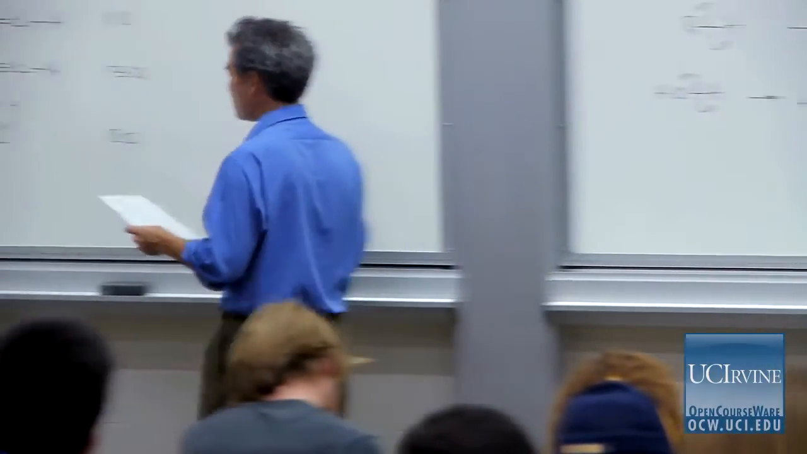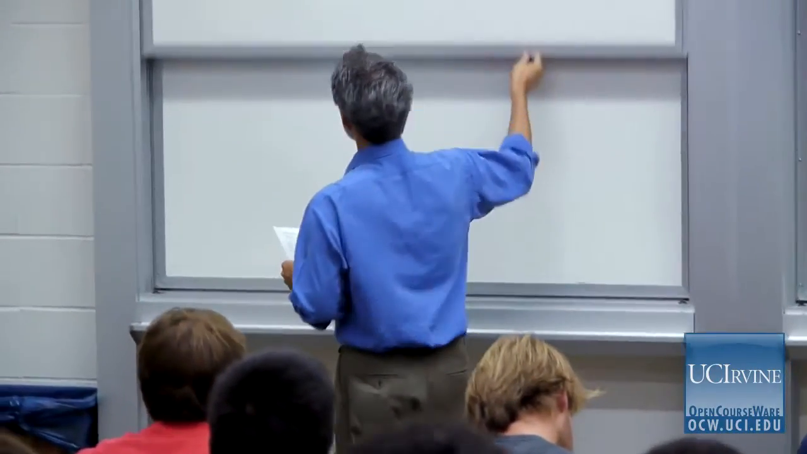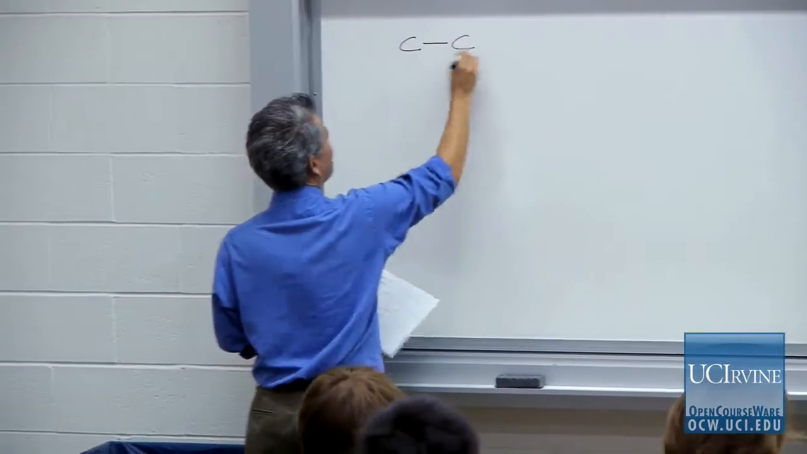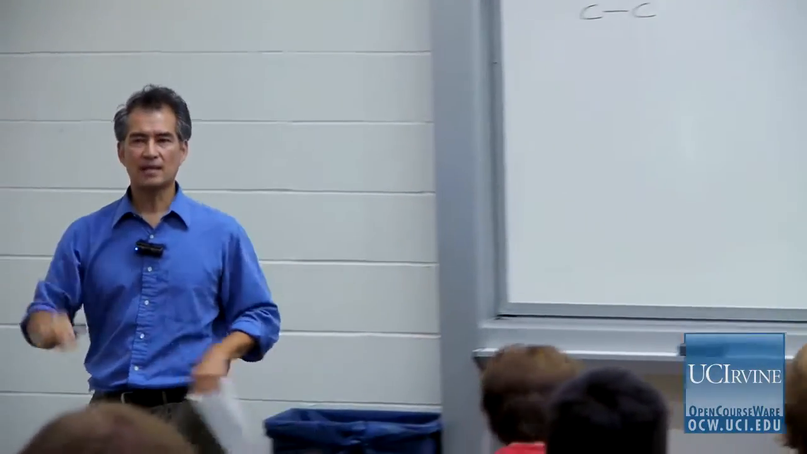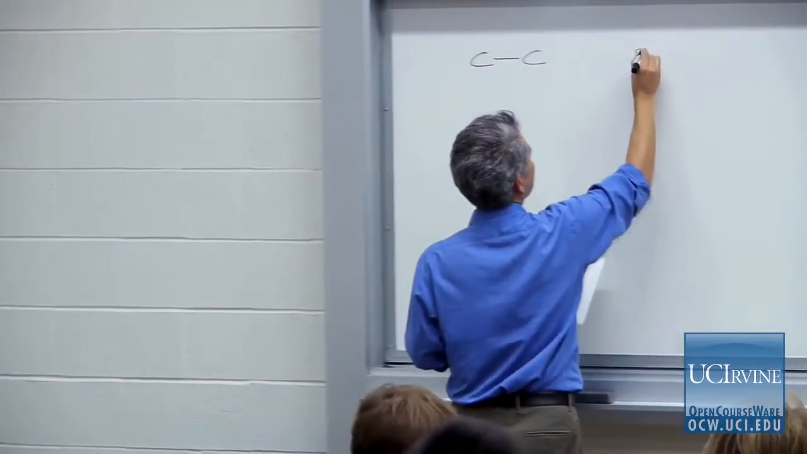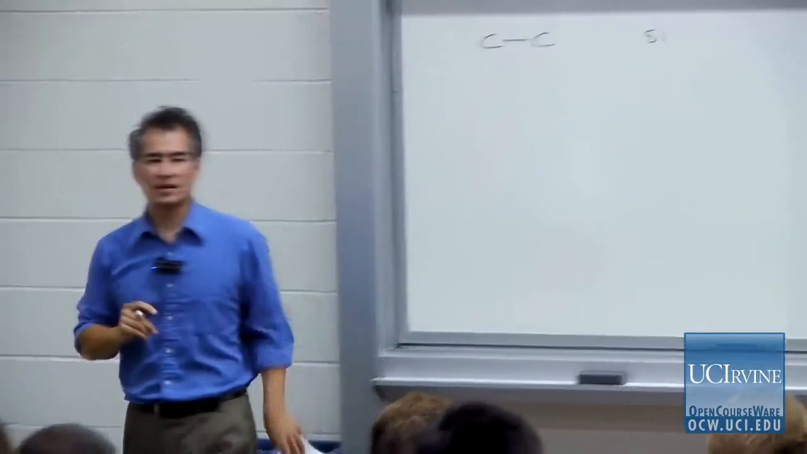Okay, let's take a look at a few more other common bonds and bond dissociation energies. Let's take a look at some bonds, not to hydrogen, but between second row atoms, carbon to carbon, carbon to oxygen. There's nothing special about a carbon-carbon bond. The first thing I want you to note is that it's weaker than a C-H bond.